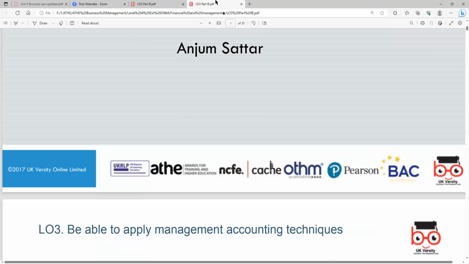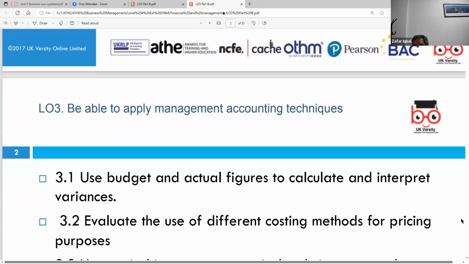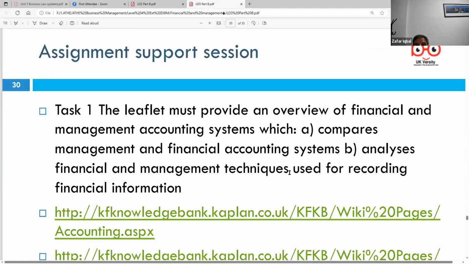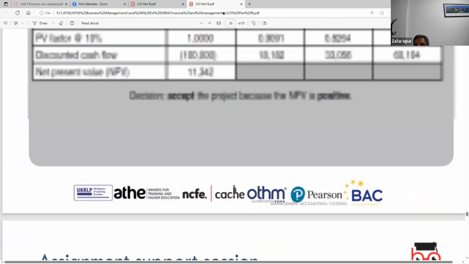Sir, how many pages should this leaflet be? It says a couple of pages, maybe. What is a leaflet? Leaflet can't be big. A leaflet is small. Yes, sir. One page or two like this. Yes. It provides an overview of financial and management statements, so it's not going to be big. The leaflet must provide an overview. It can be one page, it can be two sided. You can fold it into three sides, or A4, fold it like this. A leaflet is not very big. Okay, sir. But it's got to explain what it is, right? Yeah. Okay.